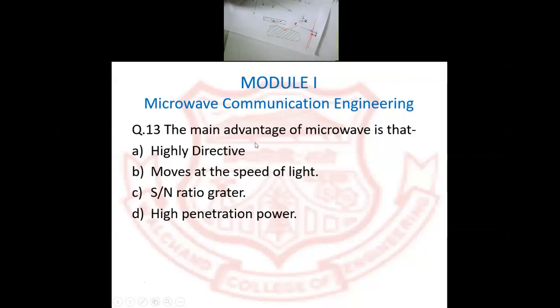Next question: the main advantage of a microwave is, find out what the main advantages are. Generally, microwave frequency has a very small wavelength, lambda is small. Because of the small wavelength, what happens? The gain will be larger, and so the directivity is more.